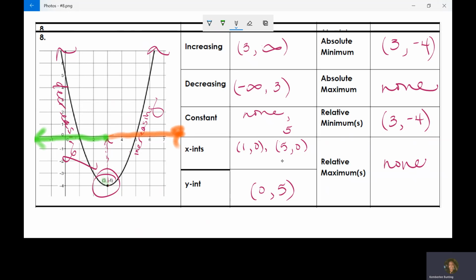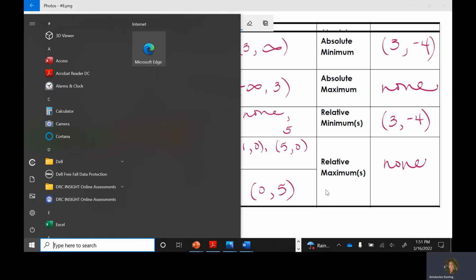All right, y'all, I'm going to fly through number 9 so that you can just check your own paper, okay? Going to fly through it.